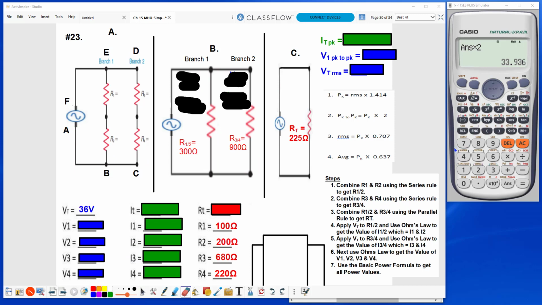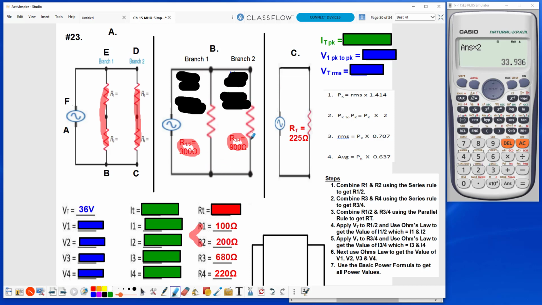Okay, so let me walk back through it one more time. It's a basic combination circuit, so the first thing I'm trying to find is RT. I look here, and I understand that R1 and R2 are in series. So I'm just going to add R1 plus R2 to get this 300 ohm value here. Then I'm going to take R3 plus R4. That's going to give me this 900 ohm value here.